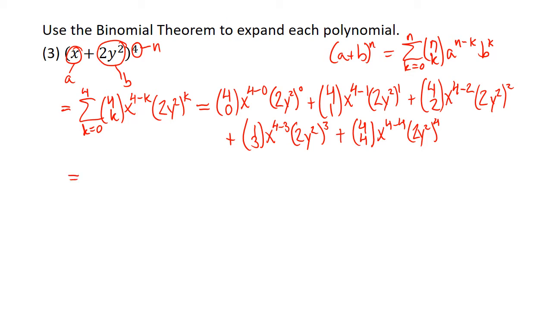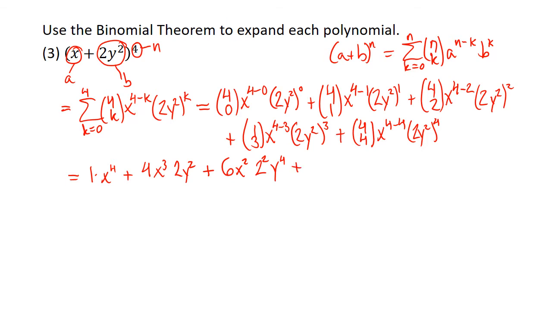So 4 choose 0 is 1, and then we have x^4, and then (2y^2)^0 is also 1, so I'm not going to write that part. And then 4 choose 1 is 4, and then we have x^3, and then we have 2y^2 just to the 1 power. Okay, then 4 choose 2, that is 6, and then we have x^2, and then we have (2y^2)^2. So the square is going to come down and be on the 2 there, and then y is going to be to the 4th power, because we multiply the exponents together.